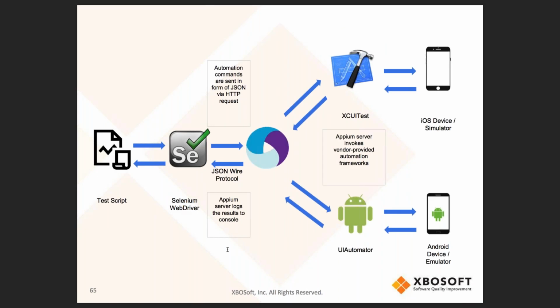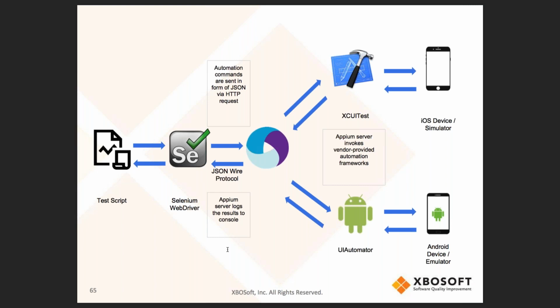This diagram kind of tells the story. The test script on the right, or I'm sorry, on the left, is driven through Selenium, and then it's interpreted by Appium. Appium can communicate through iOS to the iOS device through XC UI test or UI Automator in the case of Android. So the test scripts on the left, you can have similar scripts for each. You don't have to go and rewrite the whole thing.